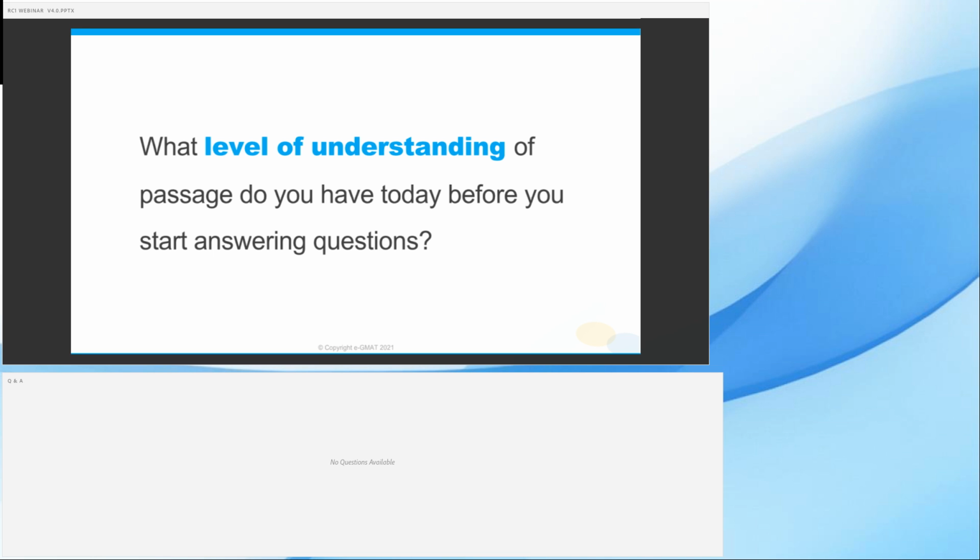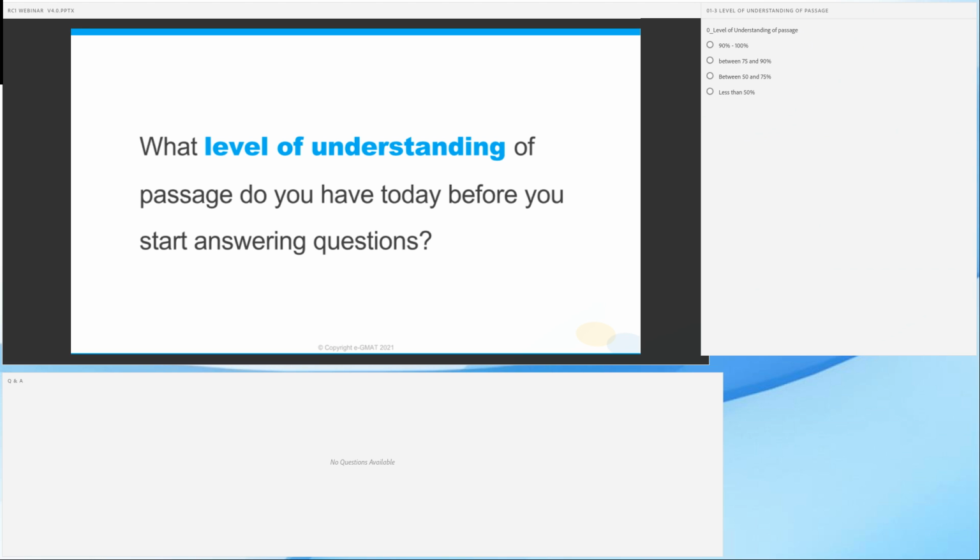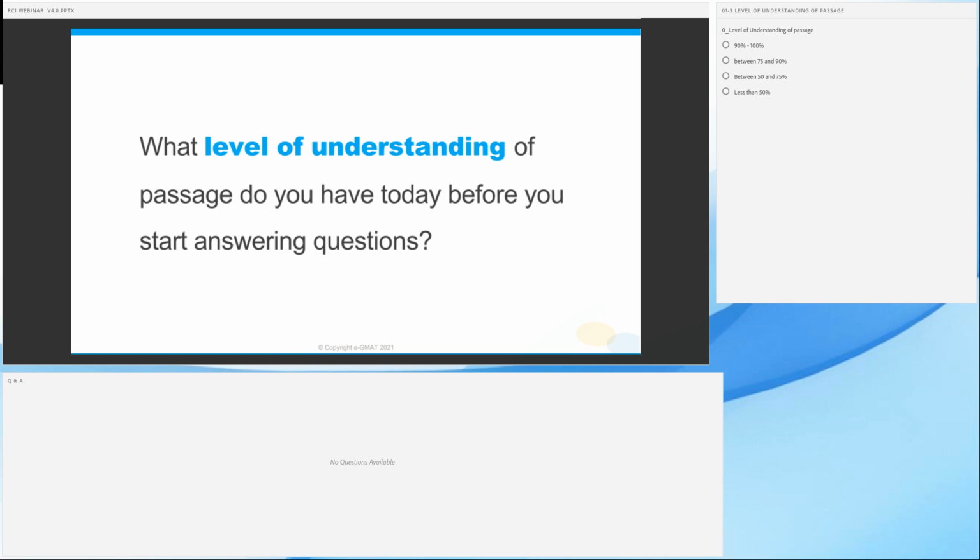Now, let's look at the next piece over here, the self-evaluation. What level of understanding do you believe you have when you read the passage today before answering questions? This is only for people in Approach 3, not otherwise. That's your self-evaluation. And I want to ask this question again later on once we do a couple of questions here.